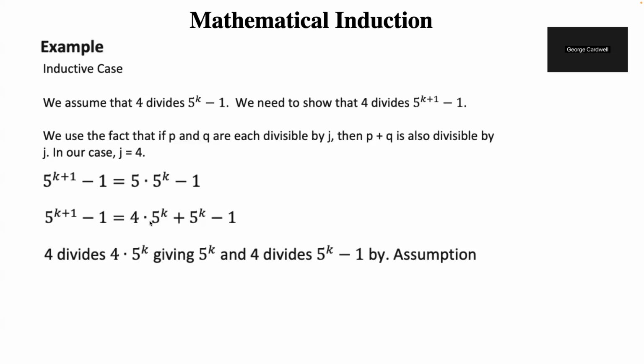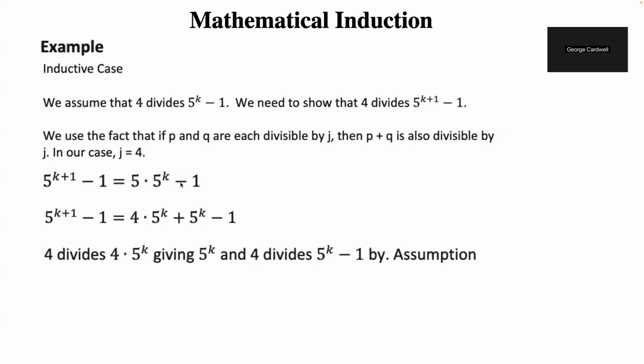Okay. 4 times 5 to the k, clearly divisible by 4. Any number that's 4 times something is divisible by 4. So this is divisible by 4. 5 to the k minus 1 is divisible by 4 by our assumption. So think of p as 4 times 5 to the k. Q is 5 to the k minus 1. They're both divisible by 4. Therefore, this sum is divisible by 4.